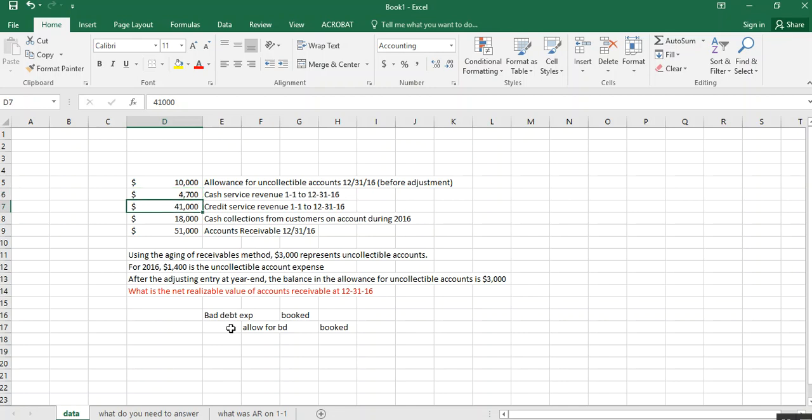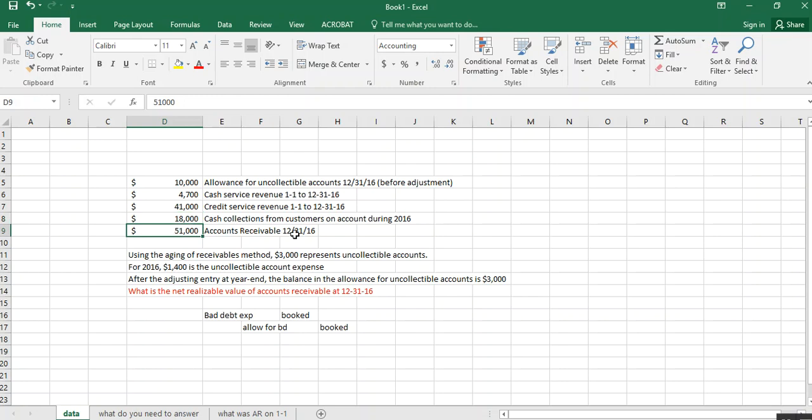$41,000 is credit service revenue throughout the year. And this is how much we actually sold in credit. So this is something that potentially could play a role. Cash collections from customers on account. When you see on account, you should be reading in your mind on accounts receivable. This is how much was collected on accounts receivable. On outstanding accounts receivable, we collected $18,000.